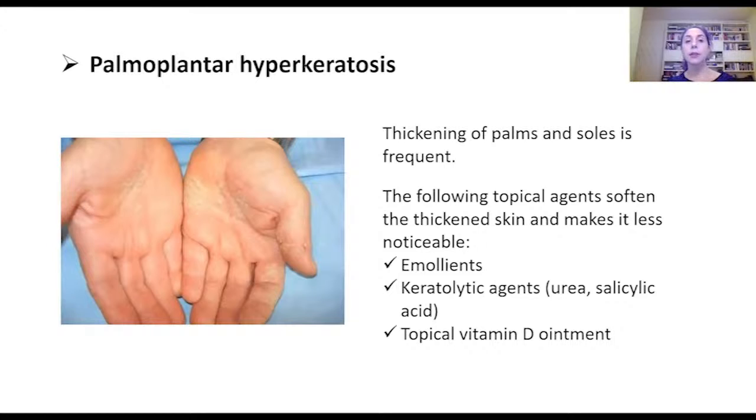Another dermatological manifestation of E.E.C syndrome is palmoplantar hyperkeratosis, which is very frequent. We can observe thickening of palms and soles, and to improve this condition it's important to use everyday emollients, keratolytic agents, and topical vitamin D ointment.